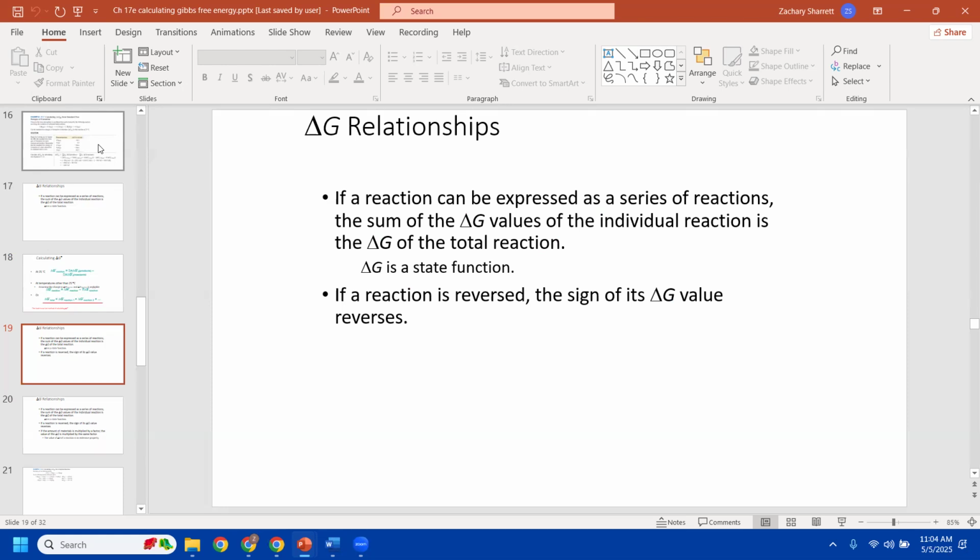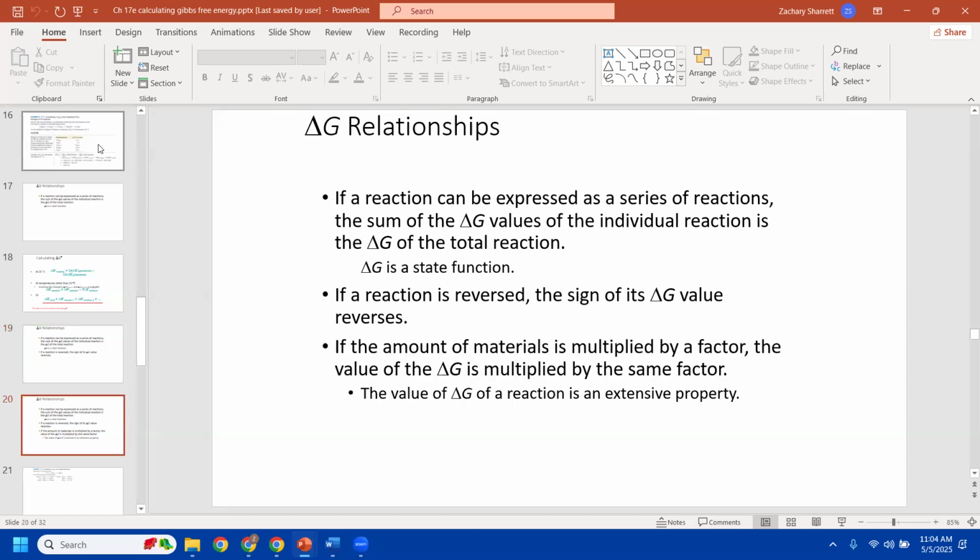So if we don't remember Hess's law, let's have a couple other reviews. If a reaction can be expressed as a series of reactions, the sum of the delta G values of each of those individual reactions is equal to the delta G of the total reaction. Pretty straightforward, right? If a reaction is reversed, then the sign of the value of delta G simply reverses. A reaction that is spontaneous in one direction is unspontaneous in the other direction, right? If the amount of material is multiplied by a factor, the value of delta G is also multiplied by that factor. So the value of delta G is an extensive property.